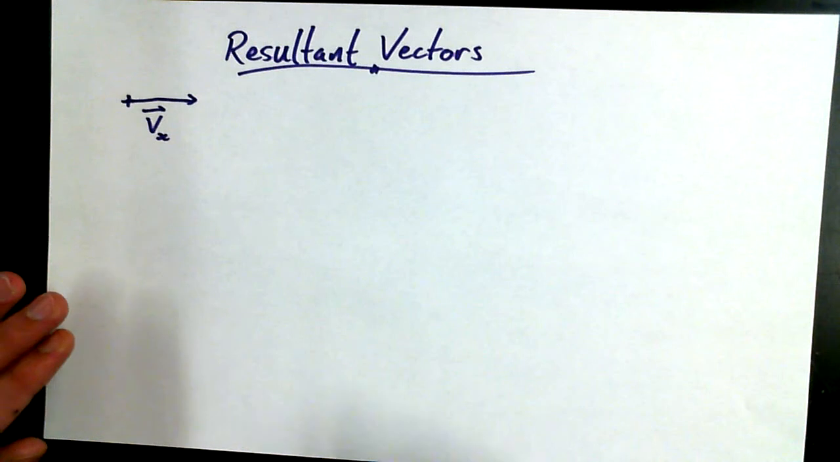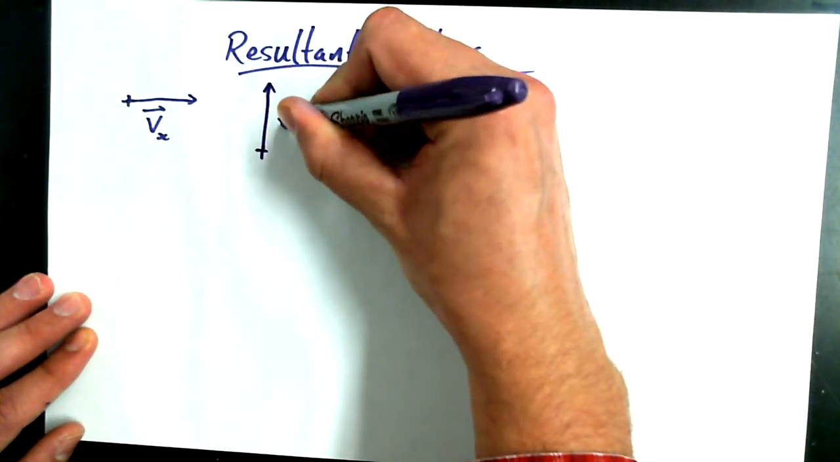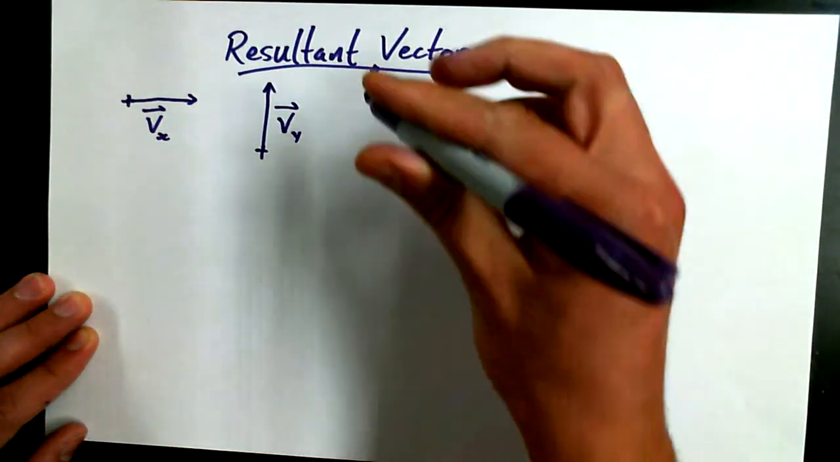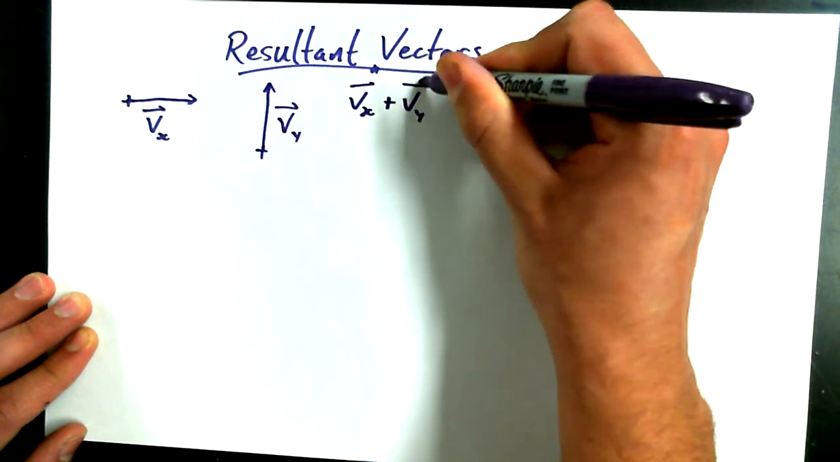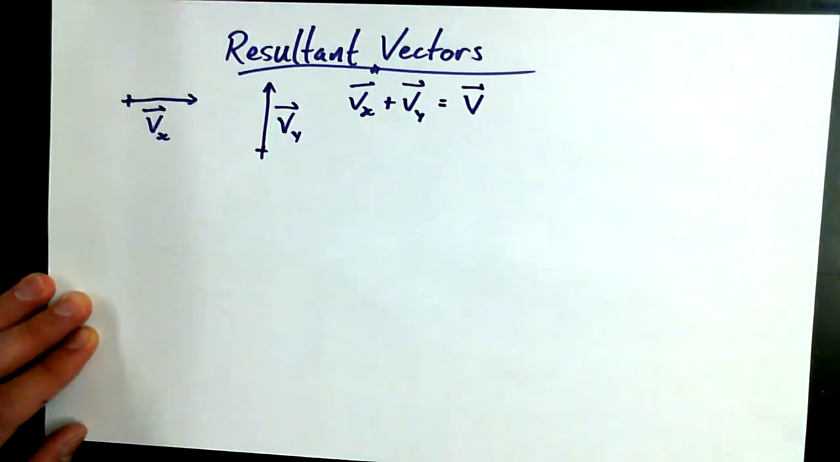Vector x. And we might have vector y. And we all know that if we add up vector x plus vector y, we could express it algebraically. And last time we talked about it, we talked about this vector system adding up to vector z or something like that.